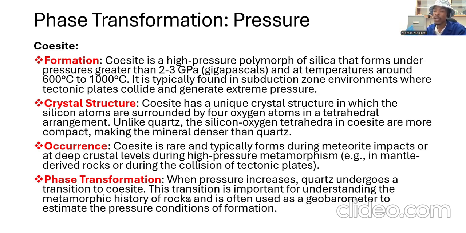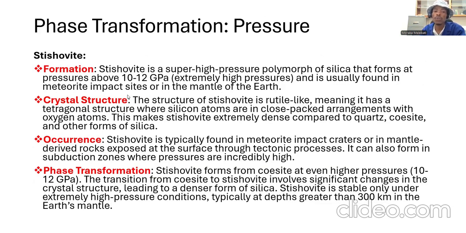But if you increase the pressure again, the coesite will be transformed into what you call Stishovite. Okay, so Stishovite will occur at super high pressures, because it occurs at pressures above those of Coesite. Okay, the structure of Stishovite is rutile-like, meaning it has a tetragonal structure, where silicon is in a close packed arrangement with oxygen atoms. This makes Stishovite extremely dense compared to quartz, coesite, and other forms of silica.